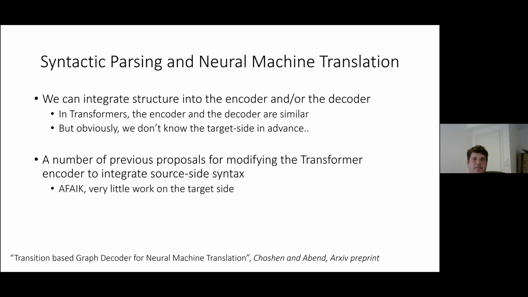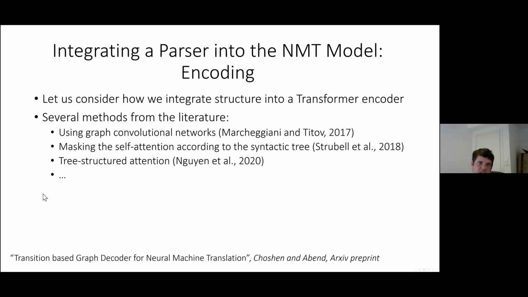There have been several works, of course, that did that, but to the best of my knowledge, most of them, in the context of transformers, worked on the encoder side, on source side syntax. In this case, we looked at target side syntax, and basically we try to use the methods that we know work from source side syntax and see if we can apply them also to the decoder. Now, what did we do? Well, there are several methods we can use here for encoding graphs or trees, right? GCNs, or masking self-attention according to the syntactic tree, or tree structured attention, and several others.